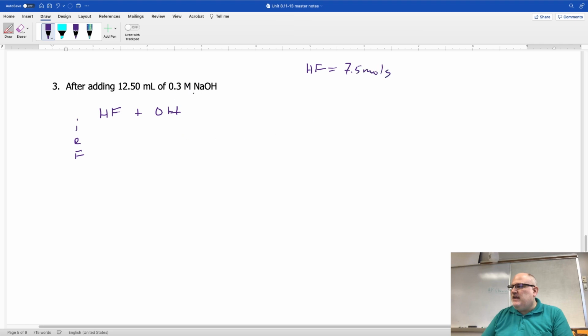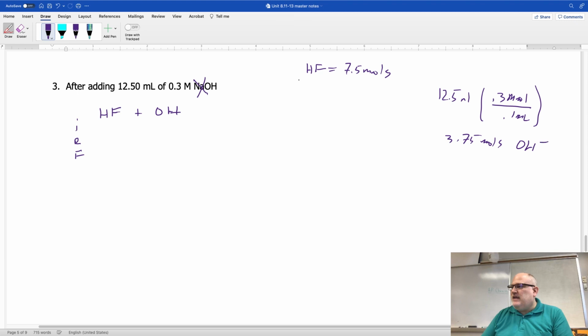Now, for our OH, we have to do the new millimoles for our NaOH, and again, just a reminder, we don't care about the Na, but if we deal with our 12.5 milliliters of 0.3 millimoles for every 0.1 milliliter, and again, that's the same thing as saying 0.3 divided by 0.1, we're going to get 3.75 millimoles of our OH minus.